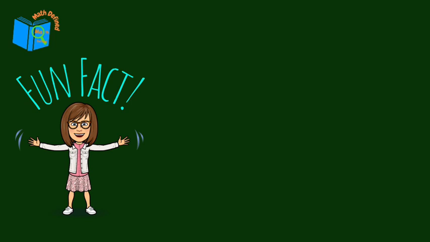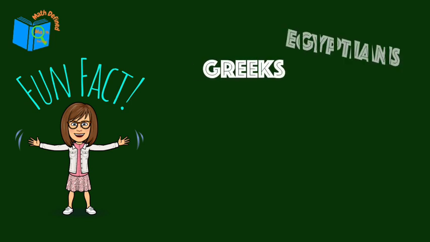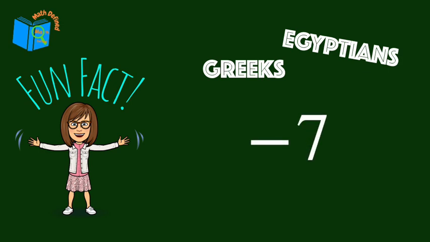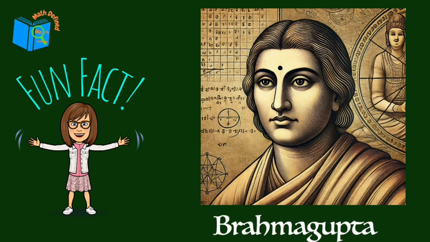Ancient mathematicians from civilizations like the Greeks and the Egyptians didn't even recognize negative numbers because they couldn't understand the idea of having less than nothing. It wasn't until the 7th century, when the Indian mathematician Brahmagupta came along, that negative numbers started to gain acceptance. He was one of the first to treat 0 as a number and to understand that subtracting a positive number from 0 gives a negative number. So next time you work with negative numbers, remember it took a long journey for them to be accepted in the world of mathematics.